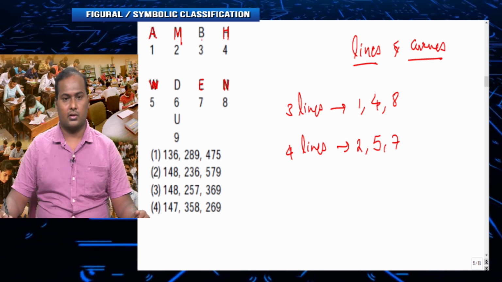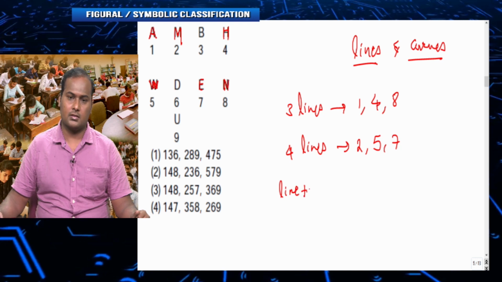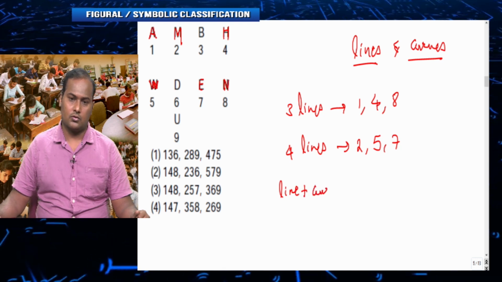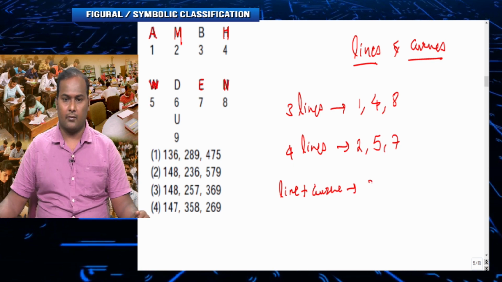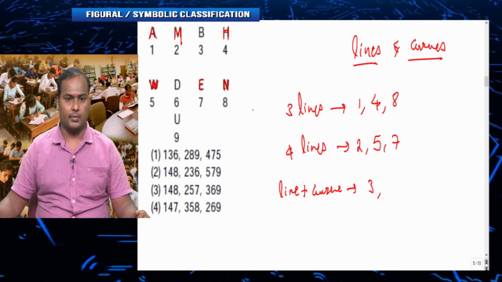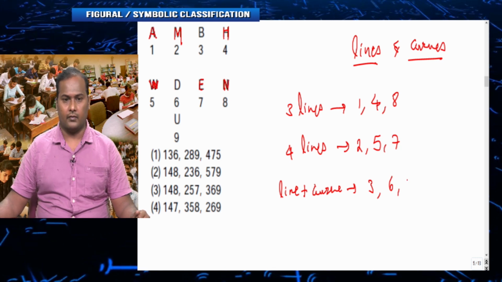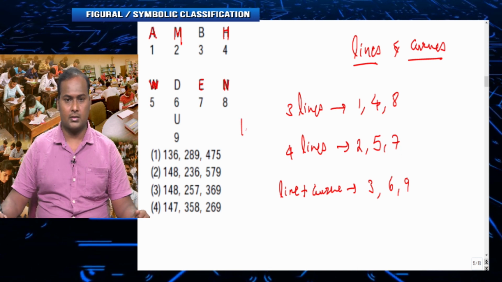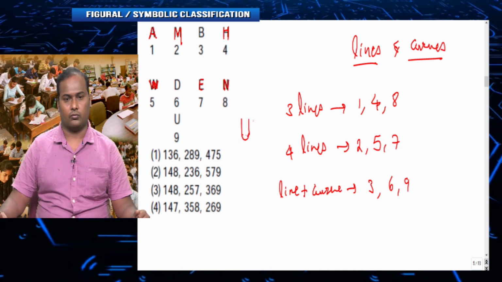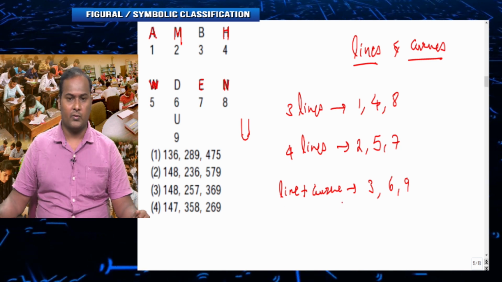So which one is based on curves? So line plus curve. So based upon the characters of line and curve, your answer will be figure 3, that is B, figure 6, that is D, again figure 9, that is U. So you also write 2 lines and again 1 curve like this. So that is grouped based on lines and curves.